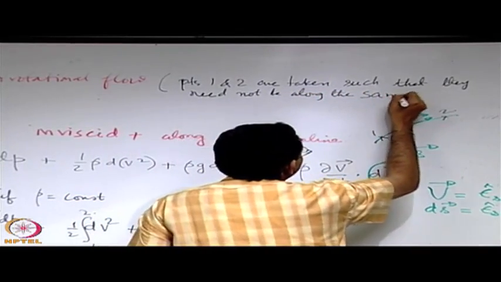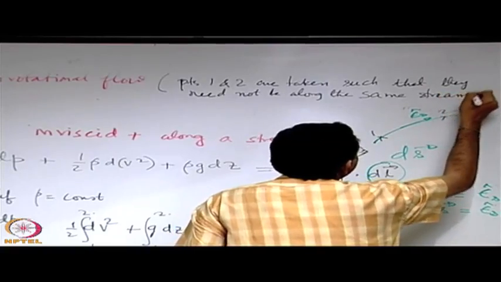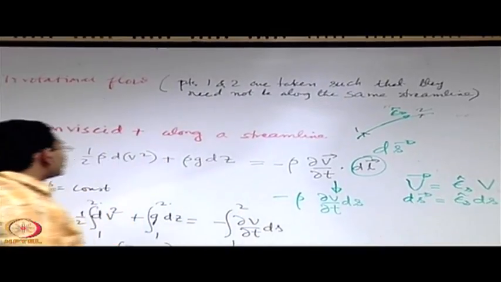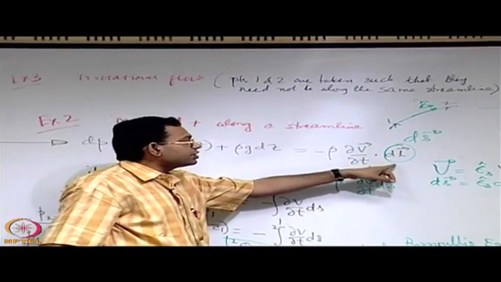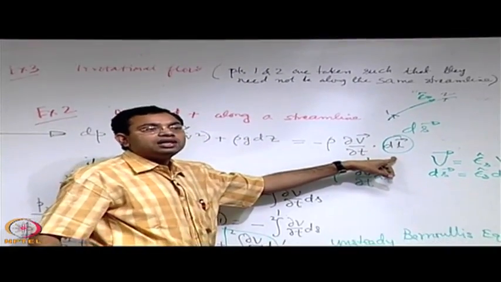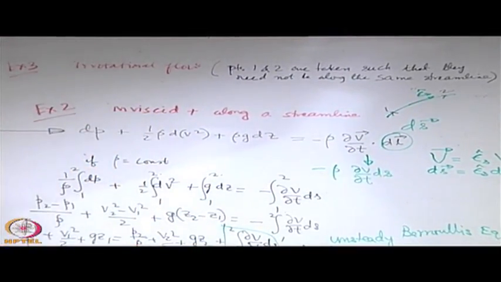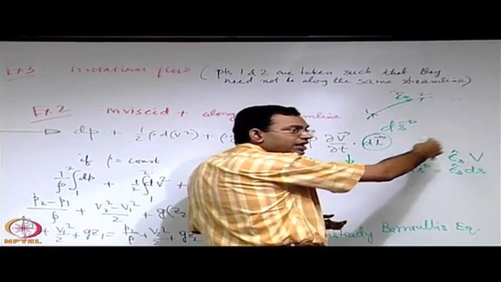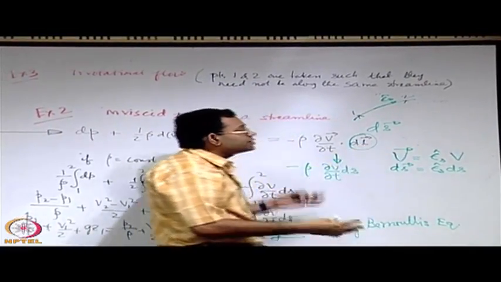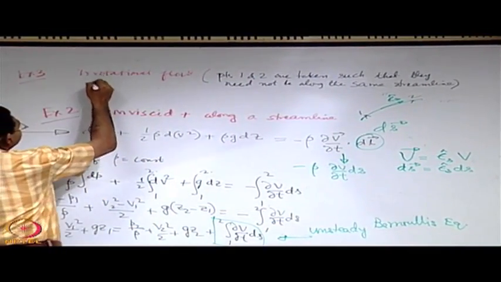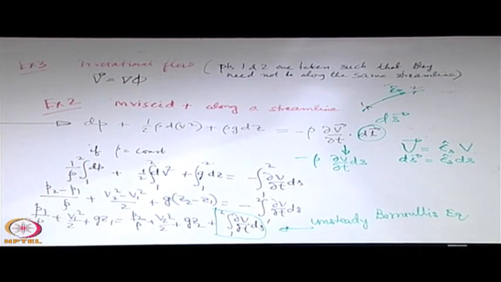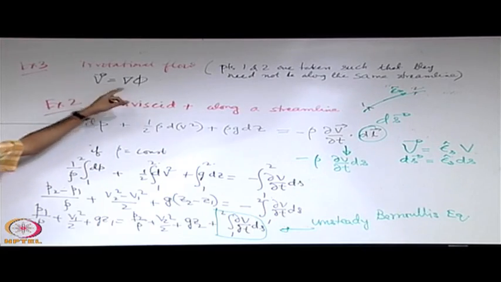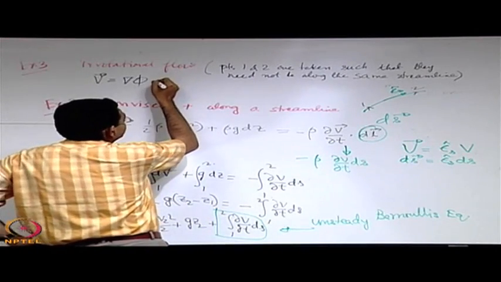If they need not be along the same streamline, what is the consequence? The consequence is that the equation is just like the equation in example 2, but we will not substitute dl with ds, we will just keep dl as it is. But when it is an irrotational flow, we know that the other term where there was a vorticity vector will become 0. Not only that, you can write V as the gradient of a scalar potential, which is the velocity potential that we discussed.